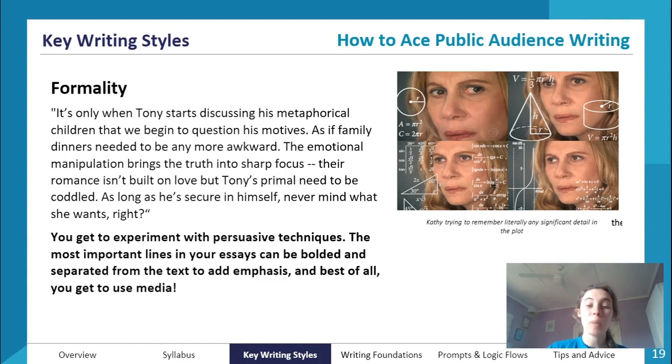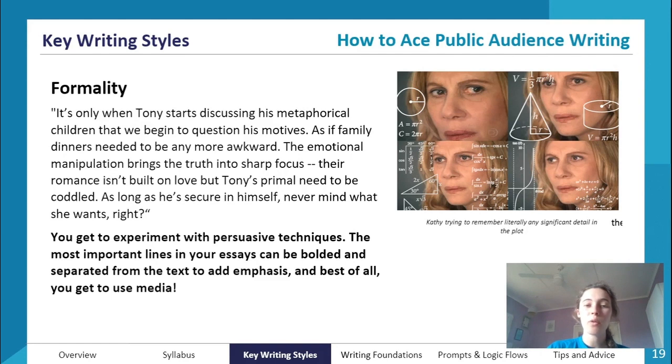You get to experiment with persuasive techniques. You can use bolding and italicizing and all those different extra things that you can see in an online blog or article style. So a bit different to just writing a full essay on lined paper in exam conditions.